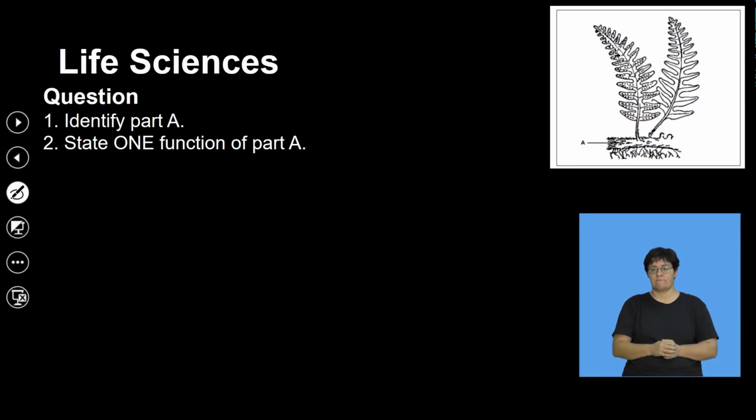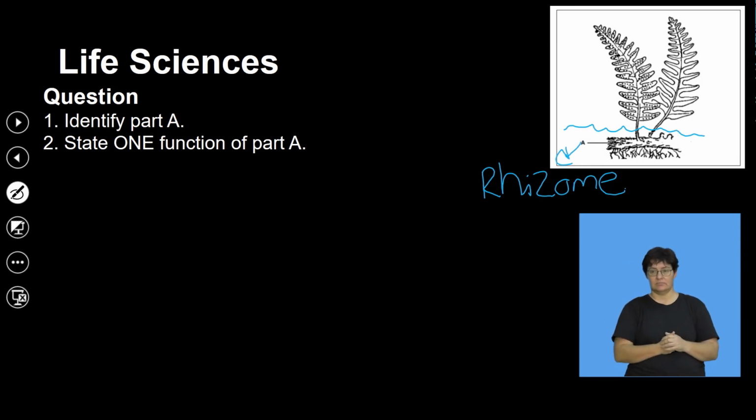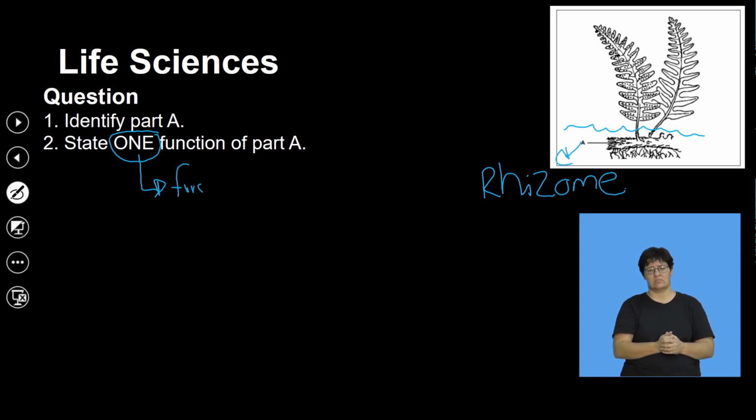Okay, now it says identify plant part labeled A. Now A is the stem, and it's called a rhizome because it is an underground stem. So part A is called a rhizome, because this would probably be the ground, and that is going to be underneath. Okay, now it says state 1 function. Guys, when it says 1, you give 1. You cannot give a list because your teacher, as soon as it says 1, is instructed to mark the first one.